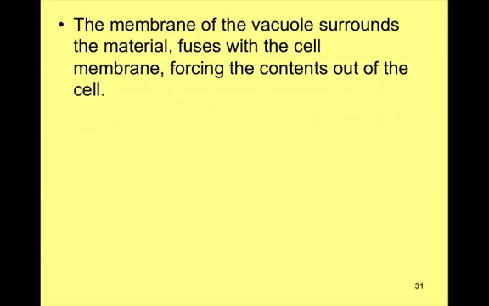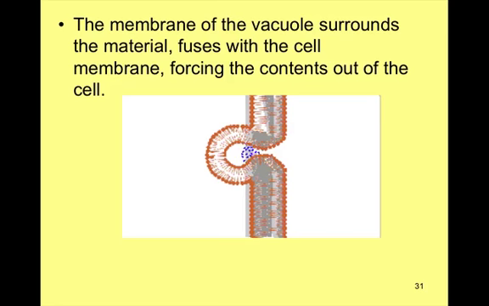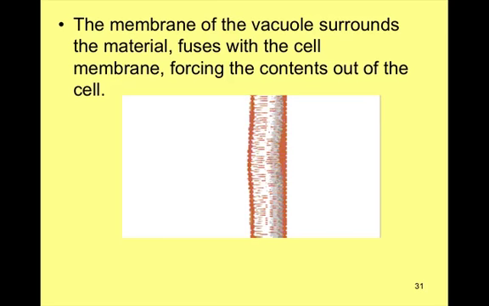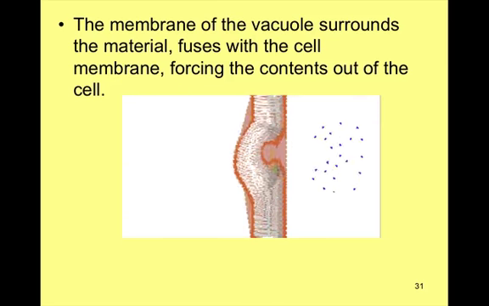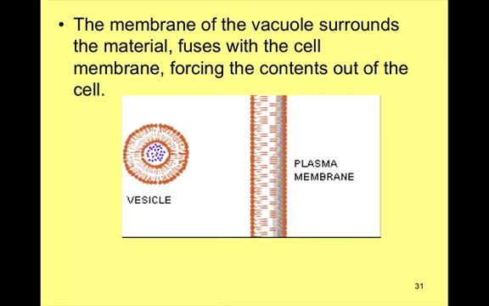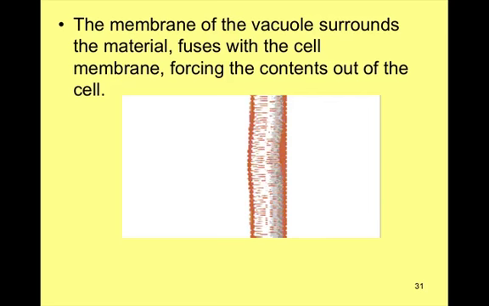The membrane of the vacuole surrounds the material, fuses with the cell membrane, forcing the contents out of the cell. So this particular animation shows how exocytosis works. There comes the vesicle full of the particles, moves up to the cell membrane, and then forces the contents out of the cell.